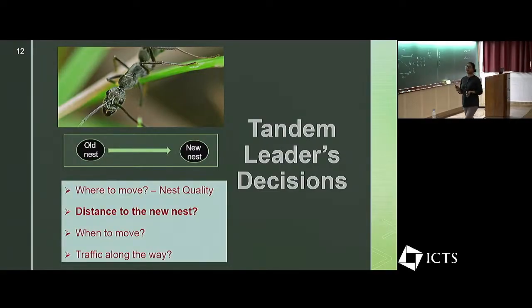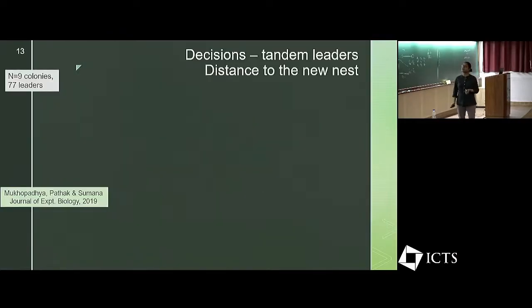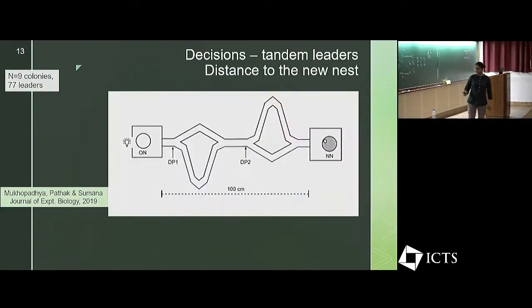The next question we asked is, what about distance to the new nest? Would ants be capable of assessing that there is a route which is shorter as compared to a route which is much longer, and can they take the shorter route? Right? That is the next question we asked. And in order to do this experiment, we came up with this maze where there is a short path, another short path which connects to the new nest. There's decision point 1 and decision point 2, where ants have to decide, the tandem leaders have to decide whether they'll take a right turn or a left turn.